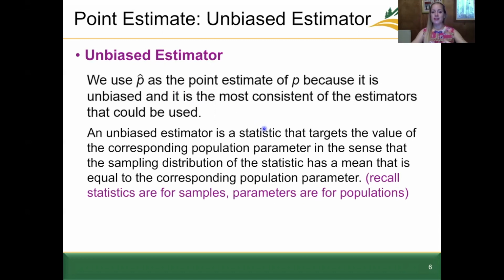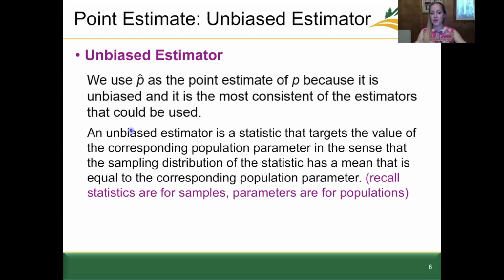For more of a reminder on unbiased estimators, this is a statistic that targets the value of the corresponding population parameter. It does so in the sense that the sampling distribution of the statistic has a mean that is equal to the corresponding population parameter. Again, we've touched on this directly in 6.3, where our examples of unbiased estimators were the sample proportion, the sample variance, and the sample mean.